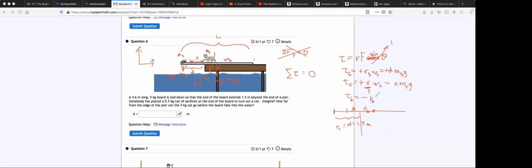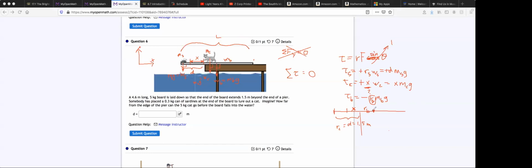So RB times the weight of the board, which is the mass of the board, I'm just going to write it out, times gravity. The RB, though, is the thing we don't have a number for yet, but we can figure it out. We know that from the halfway point of the board all the way to this side is half of the length, which is given to us. They tell us the length is 4.6 meters long.